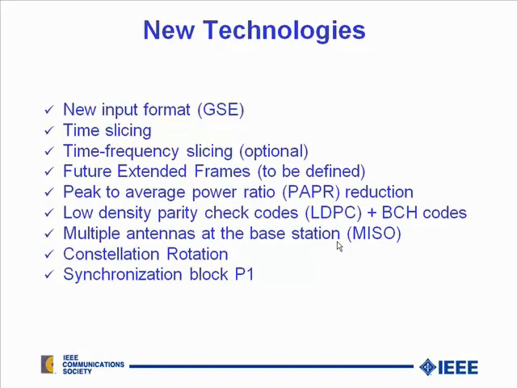Constellation rotation, we will see this in detail in the following. This is a completely new technology that is useful especially in the presence of errors. A new synchronization scheme, synchronization block P1, we will describe it again in the following, allows a fast acquisition of the DVB-T2 signal, so it reduces the zapping time, the acquisition time, which was one of the critical issues in DVB-T.